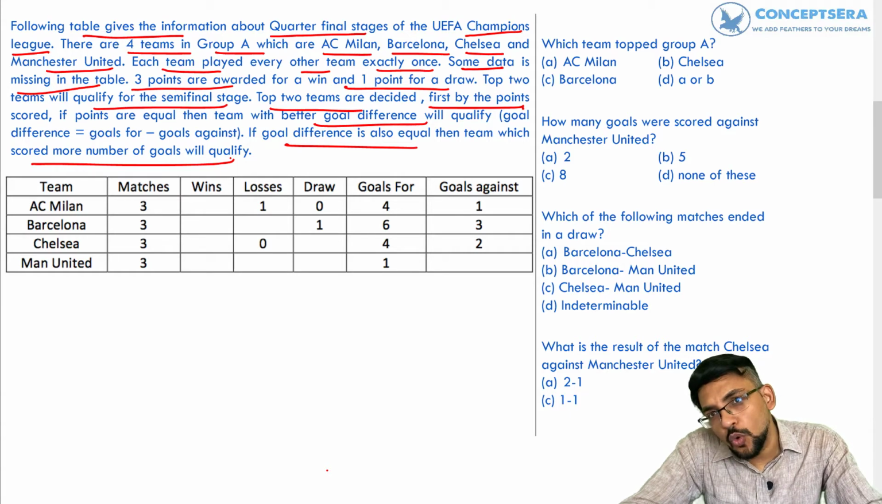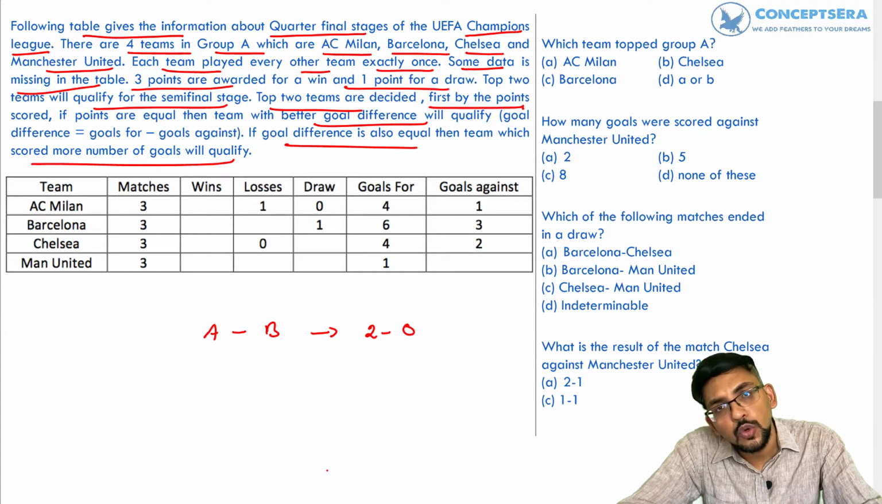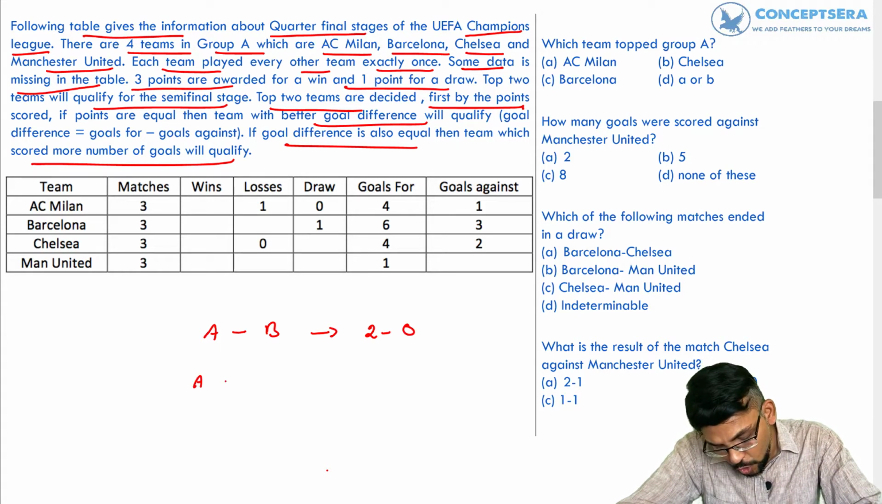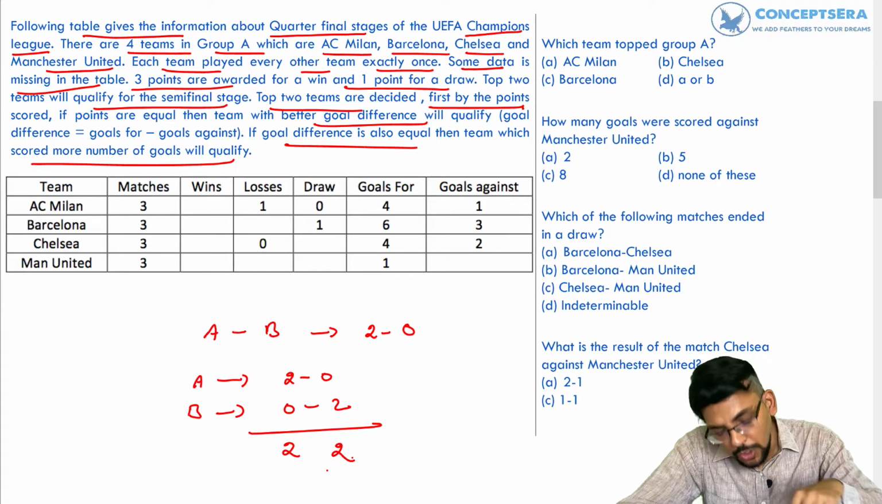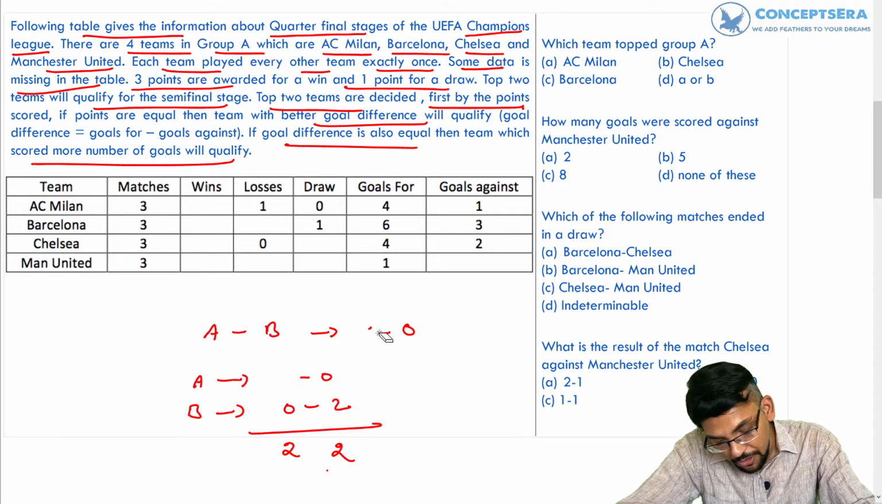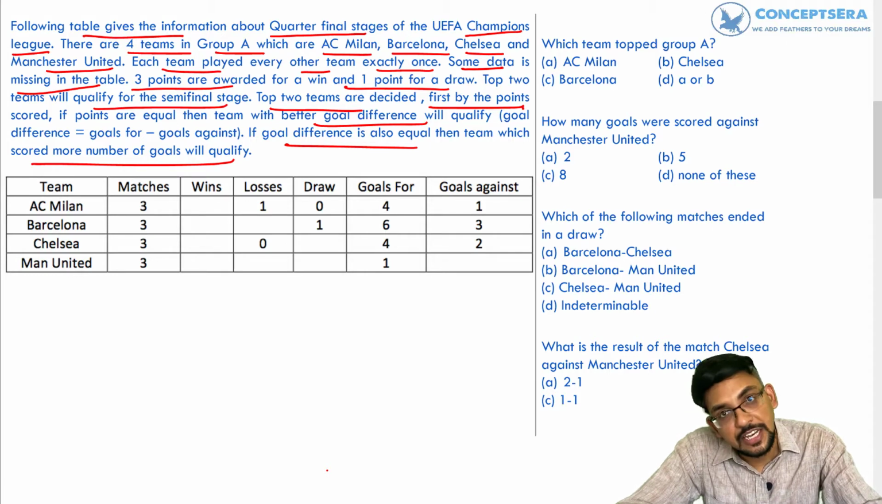And as we know, goals for should be equal to goals against. Assume that 2 teams are playing, A and B. If A defeated B by the goal line of 2-0, it means the goal line for A will be 2-0 and the goal line for B will be 0-2. So the number of goals for should be equal to the number of goals against. With the use of this particular logic, we can easily fill in the number of goals against, which is the missing data.